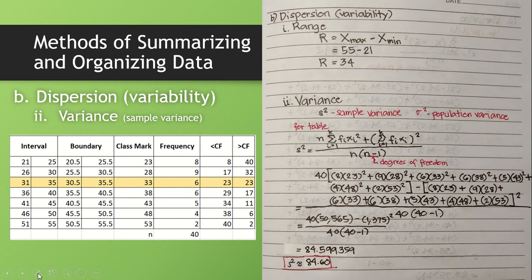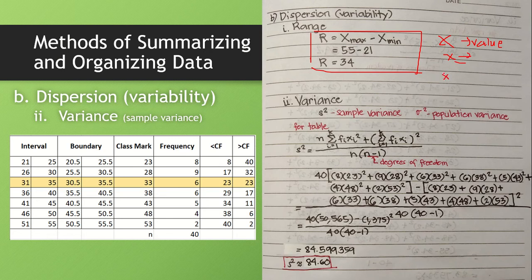So this is how we solve for the range again. So our range is equal to x max minus x min. Take note of the letters that I'm using. Uppercase letter X refers to the value of your data, each of the values of your data, while the lowercase x, especially when you have x sub i, refers to the class marks.